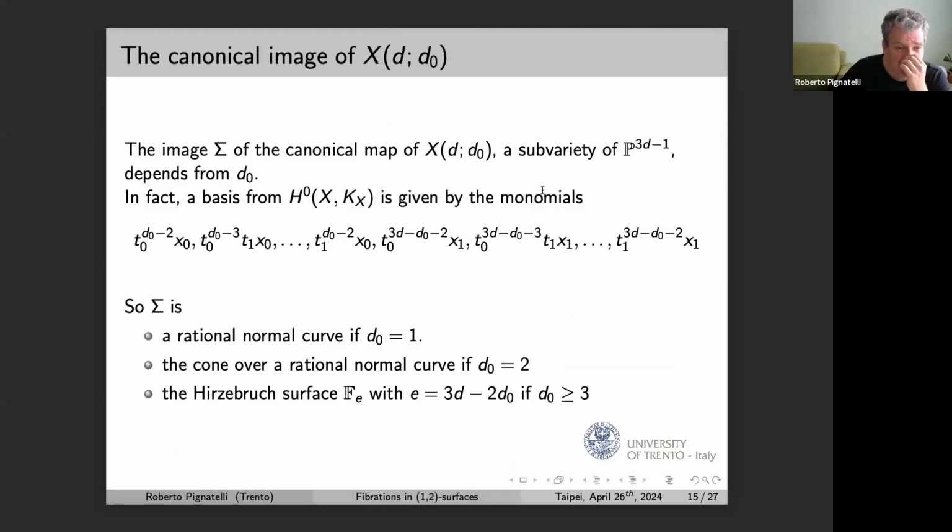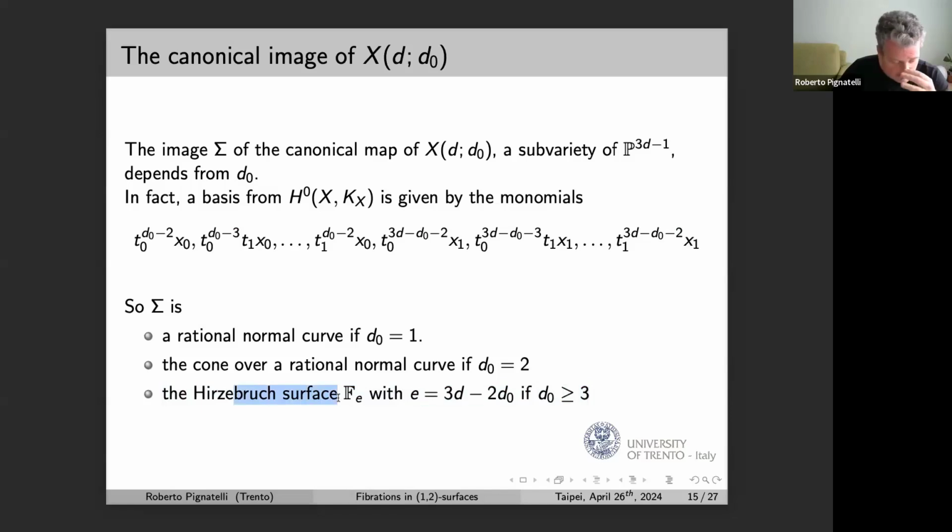So the image of the canonical map, again, I have to explain the geometrical meaning of D0. And let me be quick on this slide, so you can write explicitly the canonical rings. The point is that at least if these numbers are big enough, in this case it's D0 which comes into the game, if D0 is big enough, the canonical image is a Hirzebruch surface.